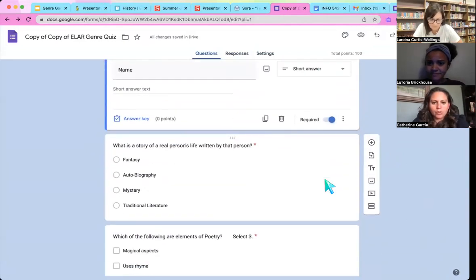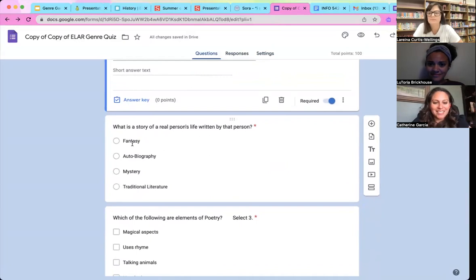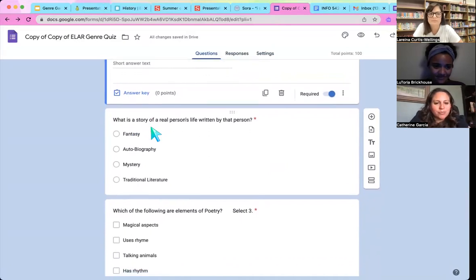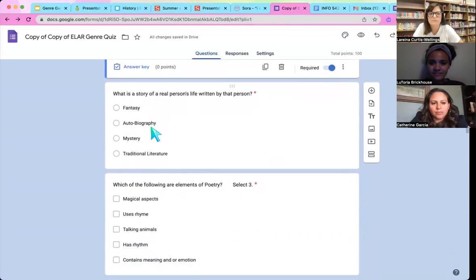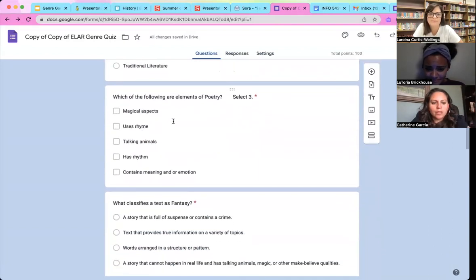Okay, I'll just read it out loud then, and I'll go through some of it. What is a story of a real person's life written by that person? And again, I would have you go back to the notes. You can look at the notes and then answer the questions off of it. Autobiography. This one, I do have additional notes for this one.